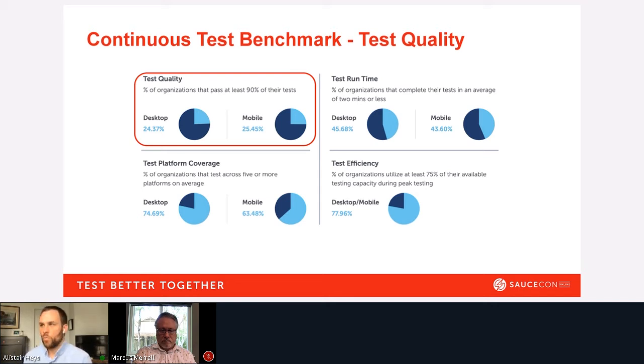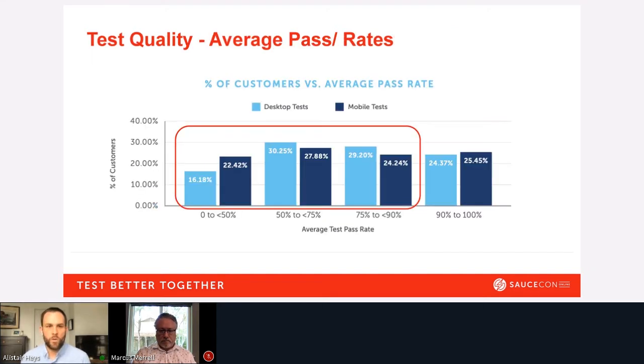Now, the reason for that is that test quality is defined as the percentage of your tests that pass per execution. The reason why we're really digging into this is something that we've noticed: a large portion of our clients have a relatively low pass rate for their tests in aggregate. The reason I say relatively low is that about 80% of our clients have a pass rate of under 90%. Or sorry, just over 75, 80. It depends on the time of year.